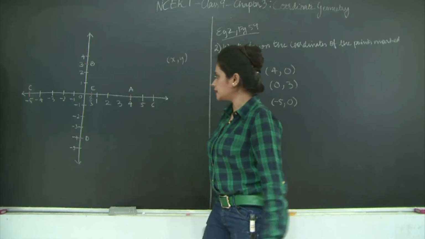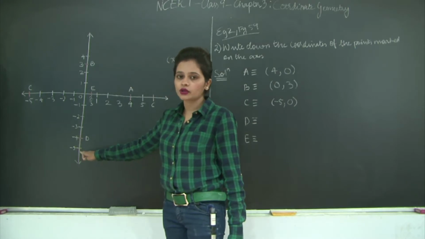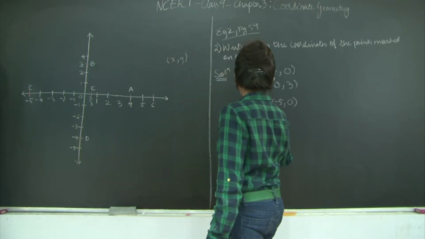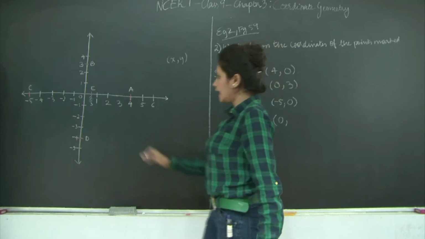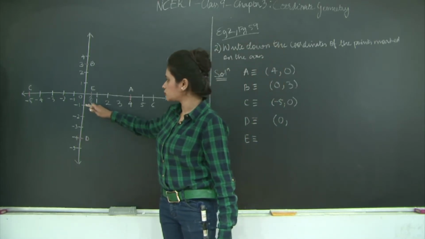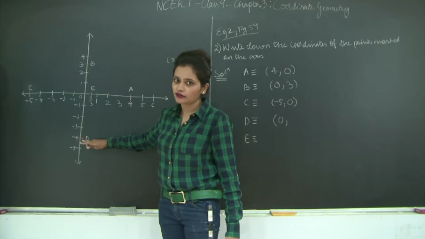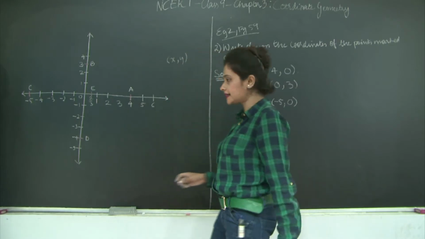Let's take a look at D. So my D is here. D is again lying on the y axis, therefore the x coordinate is 0. And the y coordinate is the perpendicular distance from the x axis. So it is 1, 2, 3, 4. 4 is the distance, but it is lying on the negative side of the y axis, therefore I will take the y coordinate as -4.